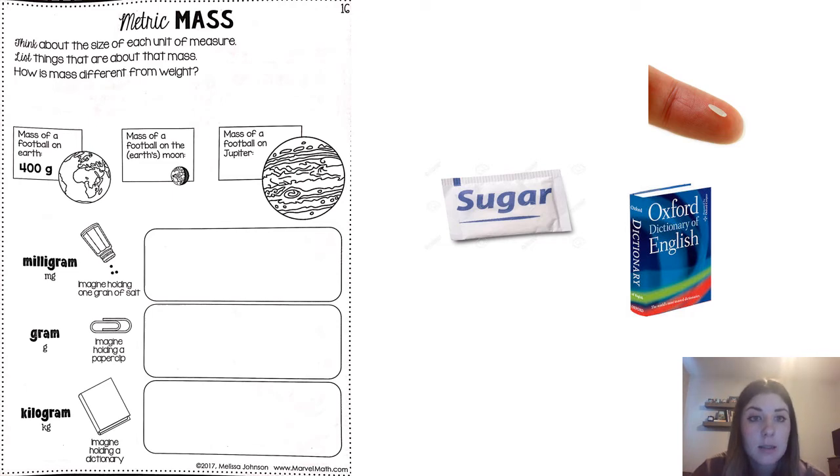Metric mass. Mass is very similar to weight. We know that they are different when gravity is different, but because we're measuring everything on Earth, mass and weight, nothing's going to change. It's going to be the same. But we have different units of measurement. So these are the measurements that we would use in science. A milligram, a gram, and a kilogram.